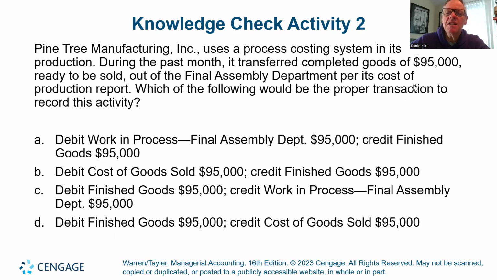So think about what I said at the beginning. When the goods are ready to go, when we finish the manufacturing process, they go out of the department, which was the final assembly department, and they go into finished goods. So what we're looking for here is a debit to finished goods and a credit to work in process final assembly. That's what we're looking for.